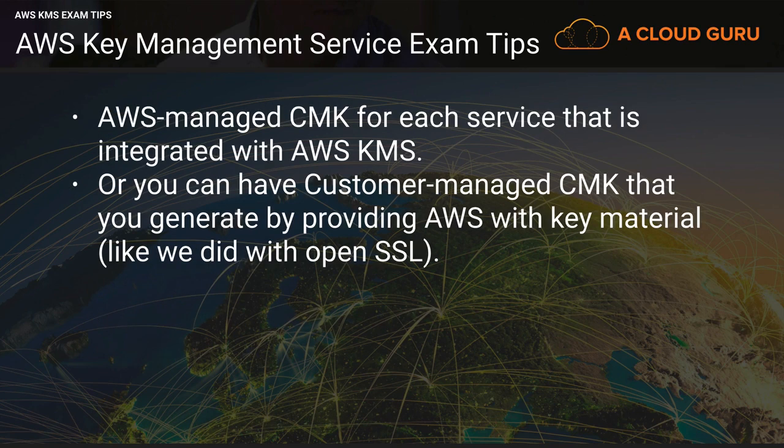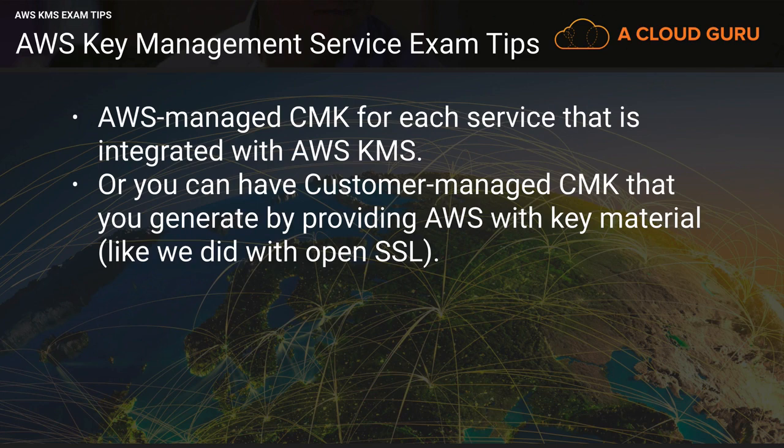We mentioned that there are two types. There's the AWS managed customer master key for each service that's integrated with AWS KMS. So there's a managed one for S3, there's a managed one for RDS, and so on. Remember, the keys are mapped on a region by region basis. If you create a key in Ireland and then you provision your S3 bucket in Sydney, you're not going to be able to use that key with that S3 bucket. You have to create it in the same region.